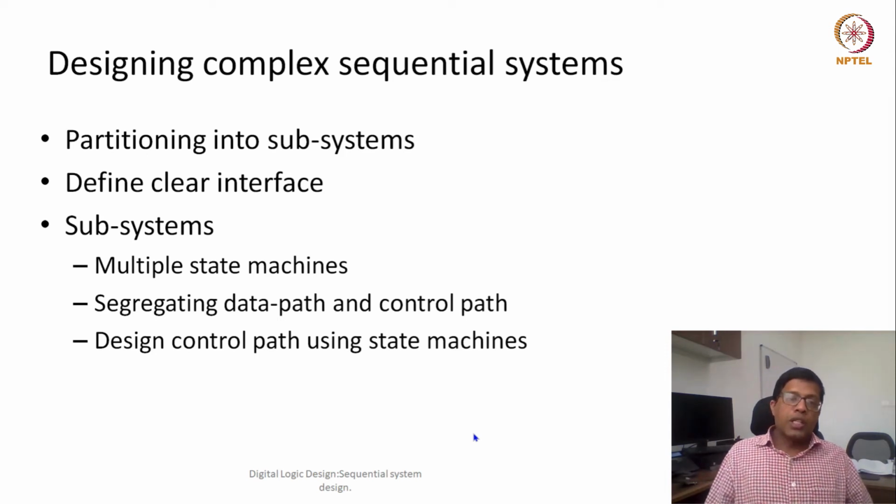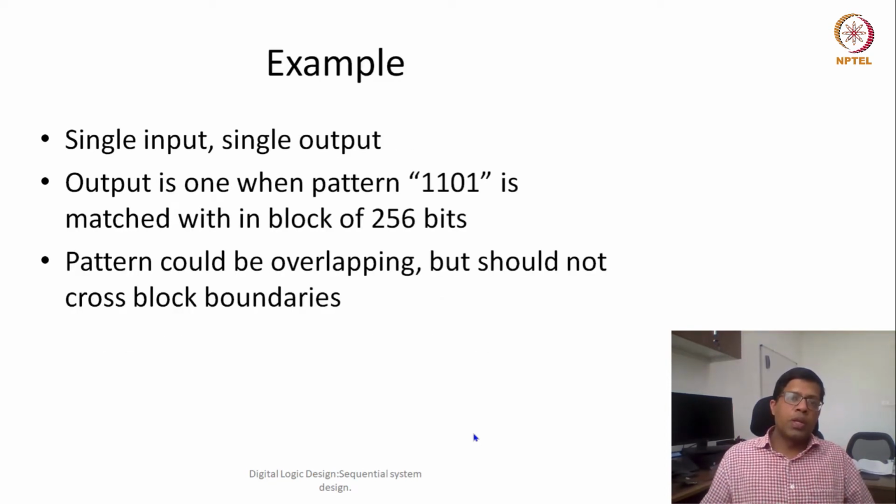Okay, so in later lectures we will see how data path and control path could be segregated, and how we can design the control path using state machines, and how data path can be controlled using these state machines. We'll take a couple more examples of these subsystem-based, or relatively complex, sequential systems. So to understand this, let's take one problem.